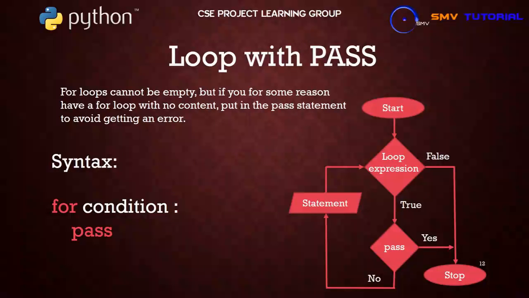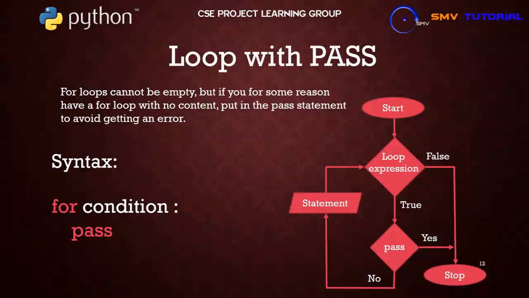See this syntax: a for condition, any one condition, and after this condition there is no body for the for statement. This mostly shows an error in Python coding. How do we avoid this error? By using the pass statement, this error is avoided easily. See this flowchart. The program starts, goes into the loop expression, and next goes to pass. If no, the statement is executed. If yes, it simply stops.